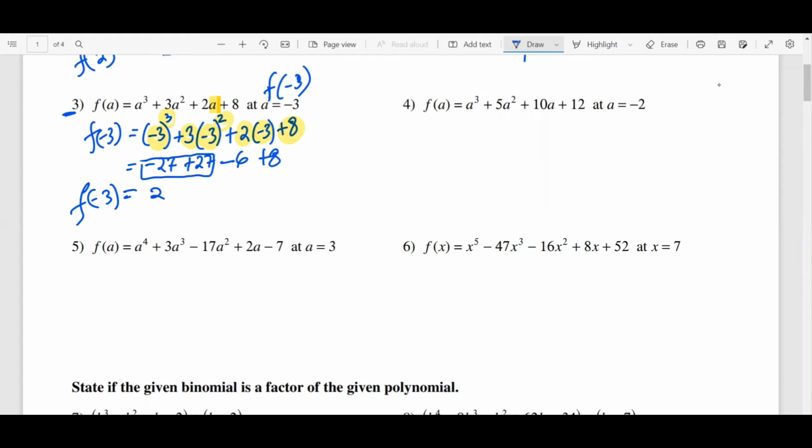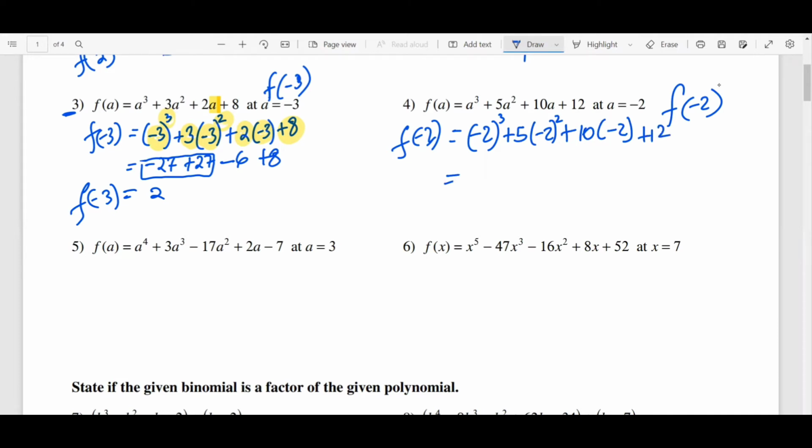Very good. All right. This one, let's look at this one now. So we're looking at f of -2. So f of -2, we have -2 raised to the third plus 5 times a, where a is -2, and that is squared, plus 10 times a, which is -2. We're adding 12.